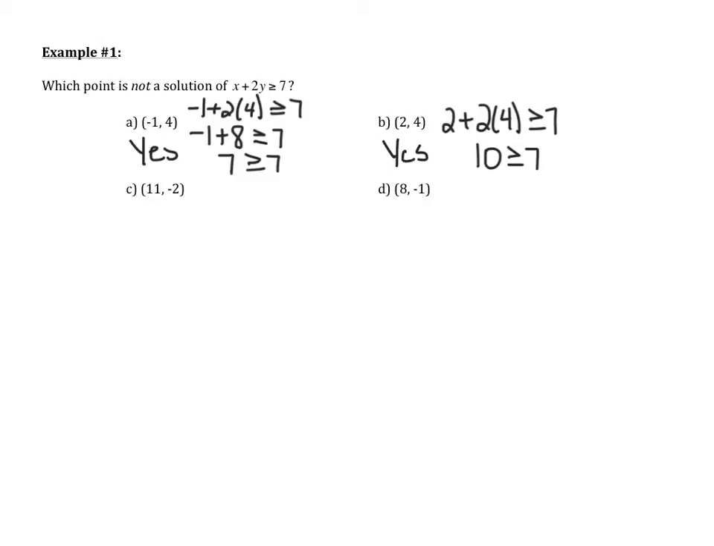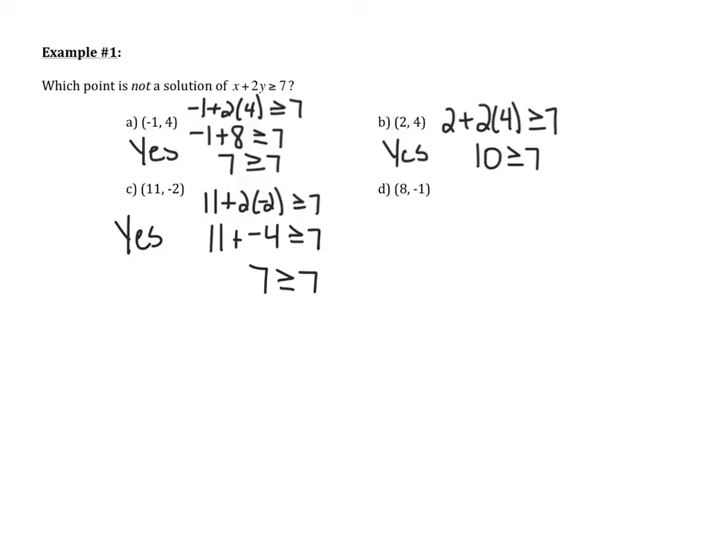So let's move on to part C. Put 11 in for x and -2 in for y. I'll take 2 times -2 first. So I end up with 11 plus -4. 11 plus -4 is 7, and 7 still is greater than or equal to 7 since it is equal to 7. So 11, -2 is a solution.